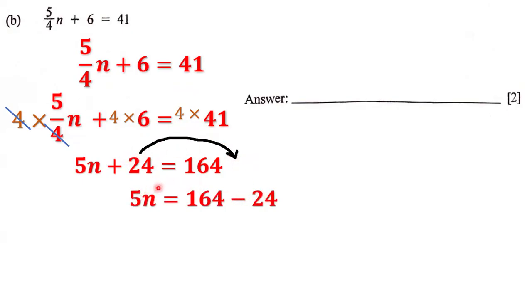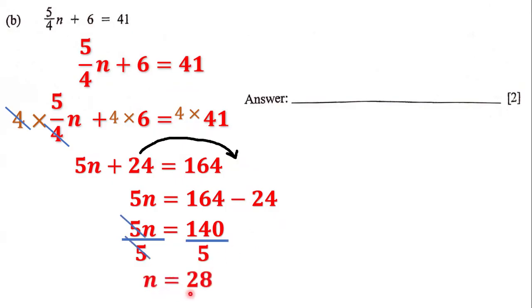So we have 5n is equal to 164 minus 24. And when we subtract, we get 140. So we have 5n is equal to 140. Next, we divide both sides of this equation by 5. This cancels, this cancels. So we have that n is equal to 140 divided by 5, which is 28. So n is equal to 28. And so the answer here is 28.